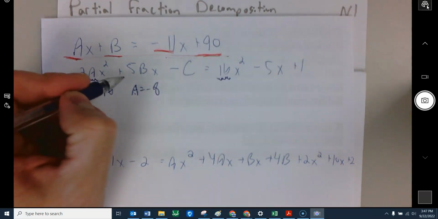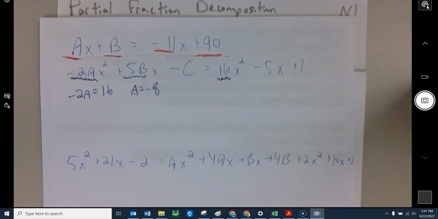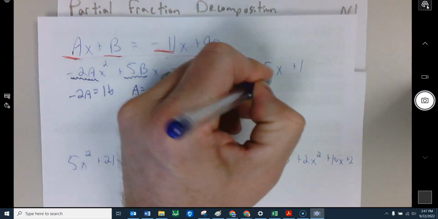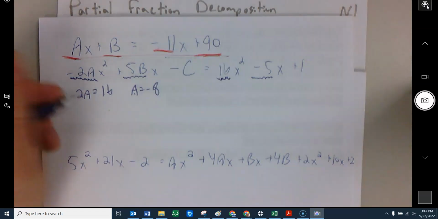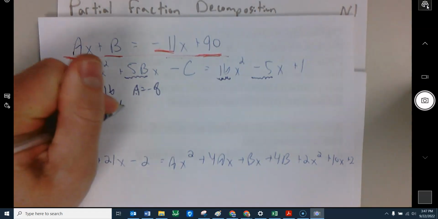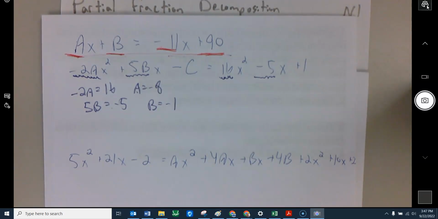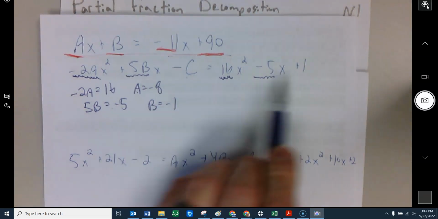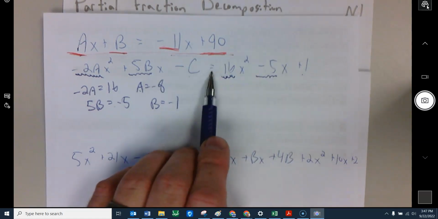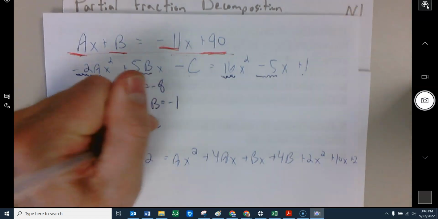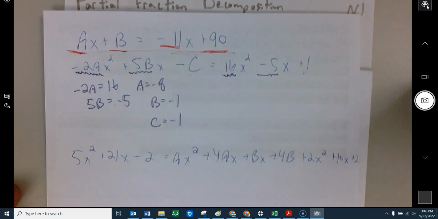The linear coefficient, 5b, on the left has to be the same as the linear coefficient on the right, -5. So if 5b equals -5, then b equals -1. Easy as that. Constant equals constant. -c equals 1. Sure, so then positive c would equal -1. Positive c equals -1. And we're dancing.